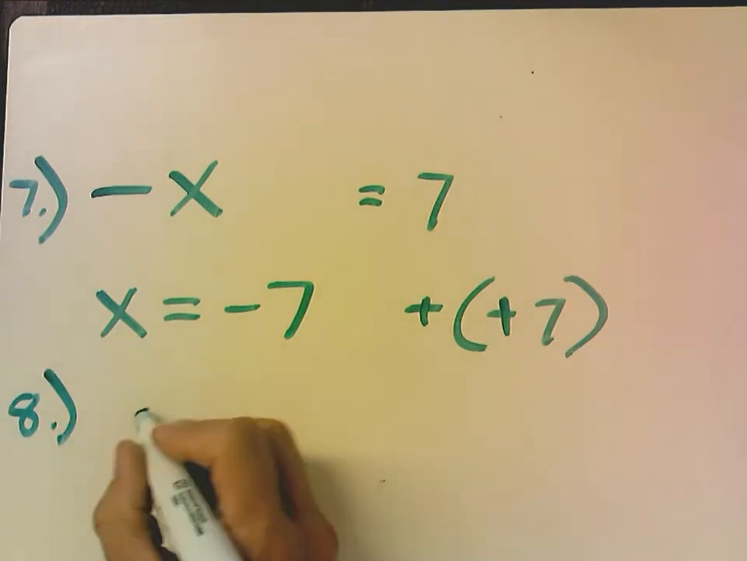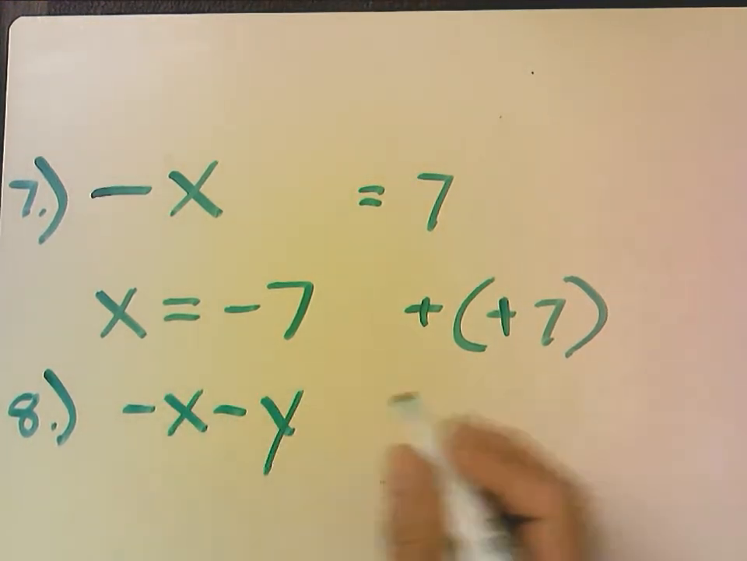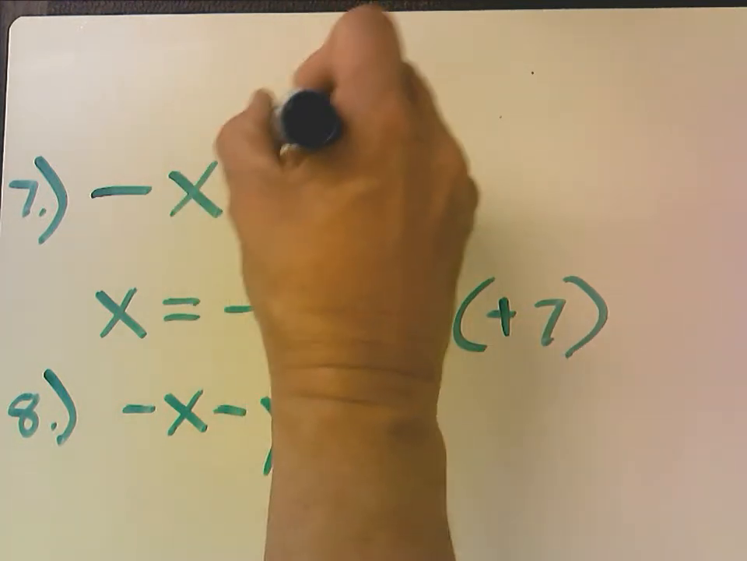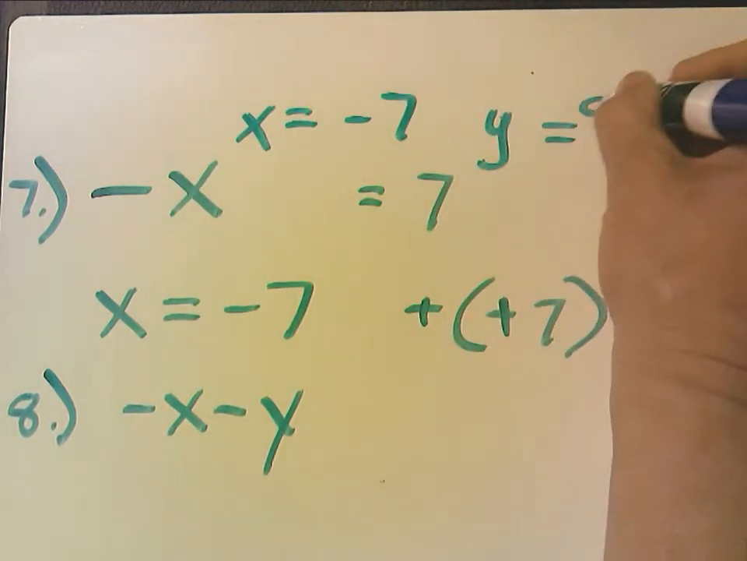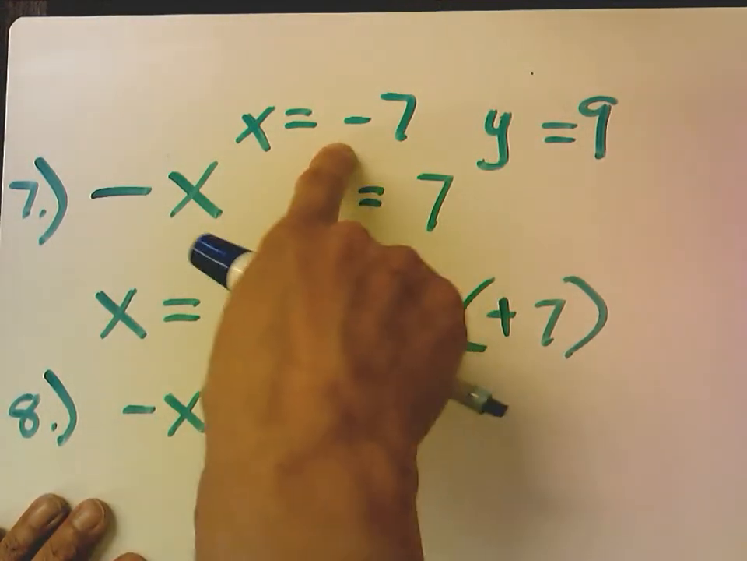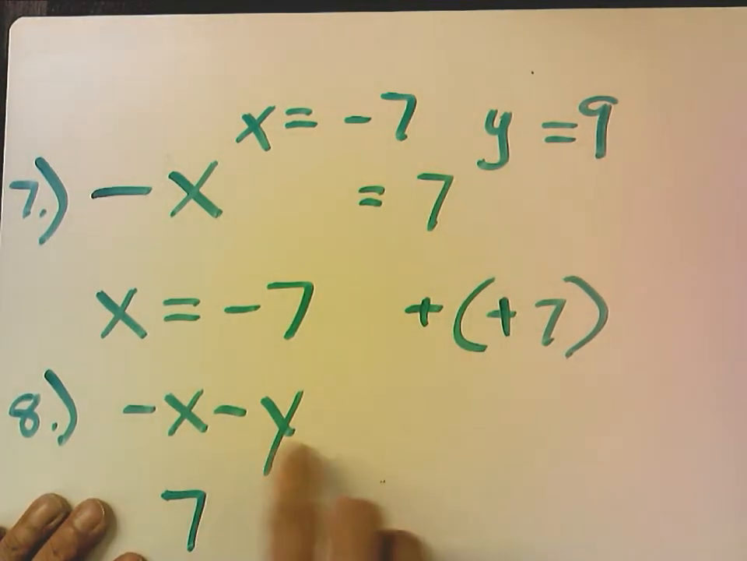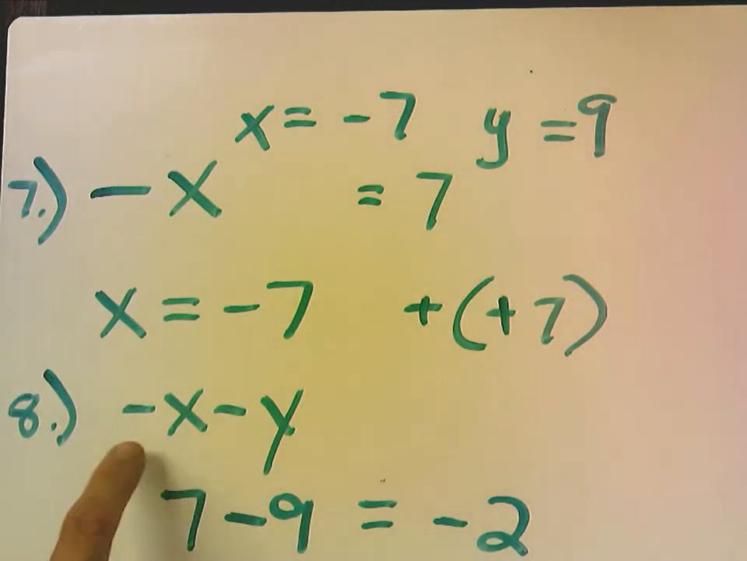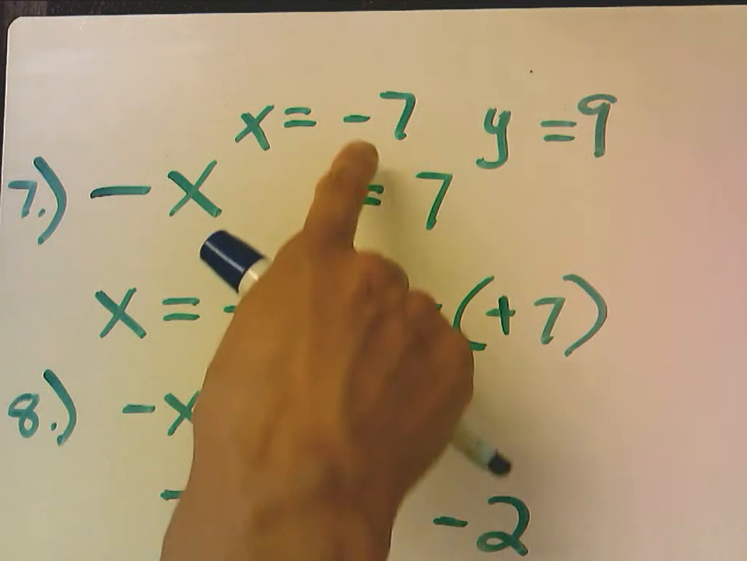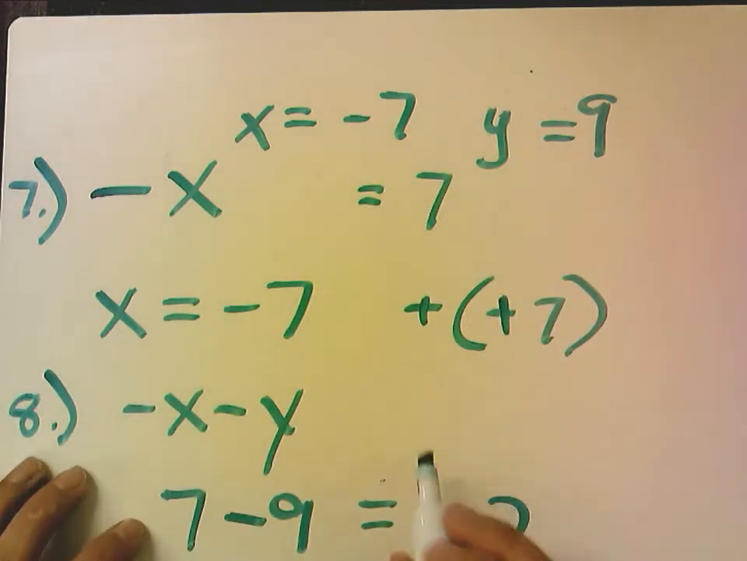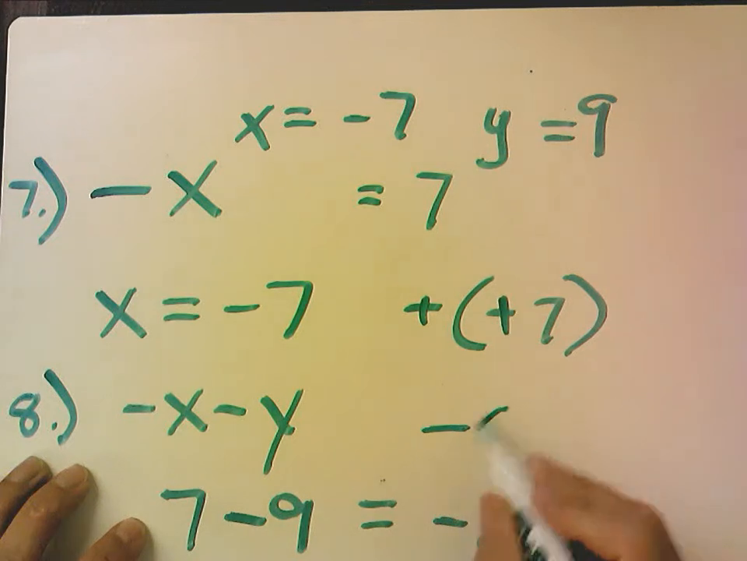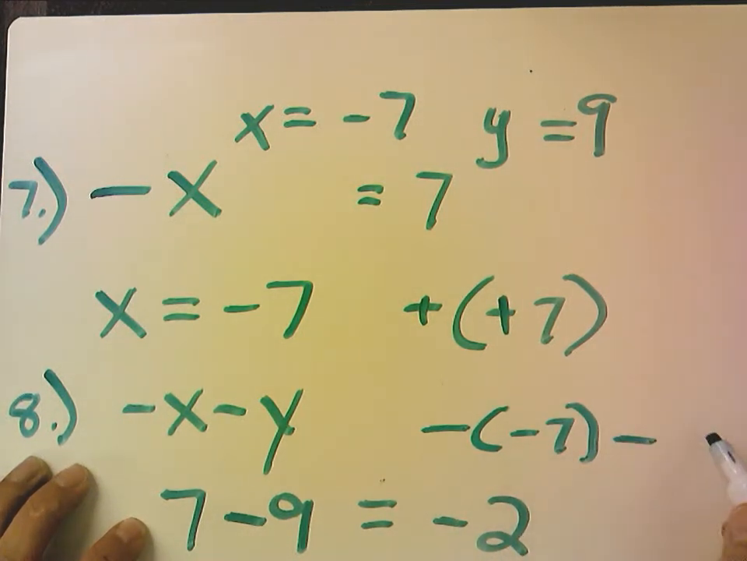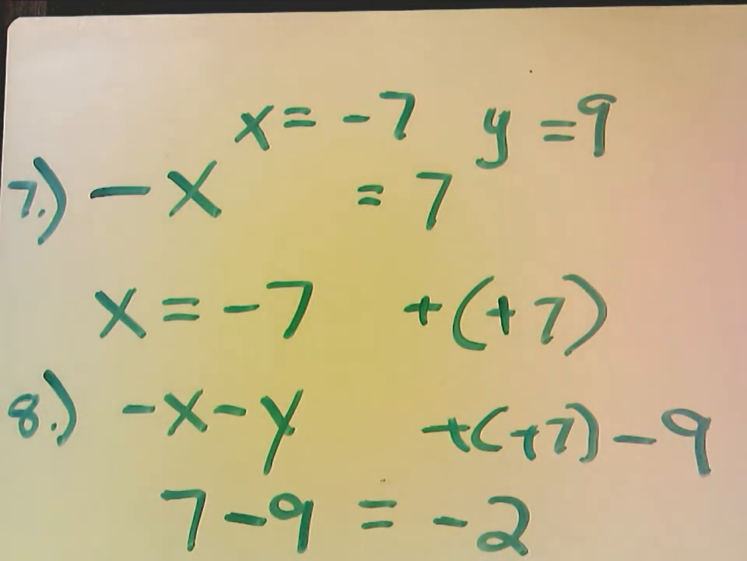Okay, number 8, negative x minus y. We know that x equals negative 7, y equals 9. So the opposite of x would be 7. The opposite of y would be negative 9. 7 minus 9 is negative 2. So I can look at this as the opposite of x, the opposite of y. So 7 minus 9, or we can substitute negative 7 minus y. That becomes plus. Either way, we get negative 2.